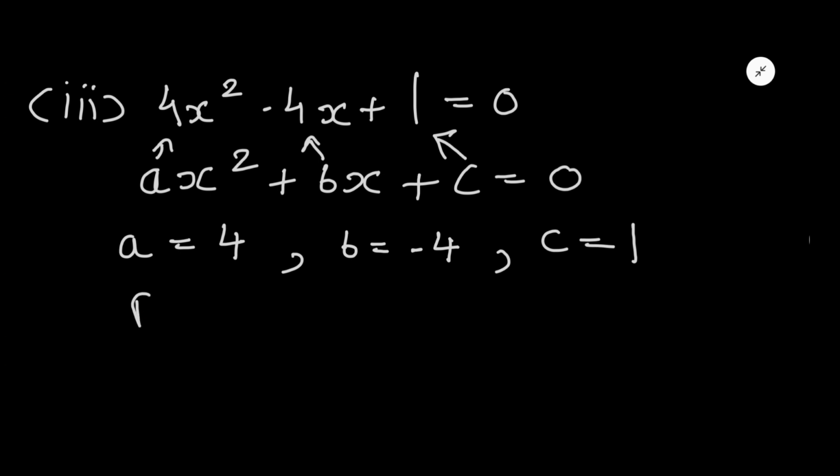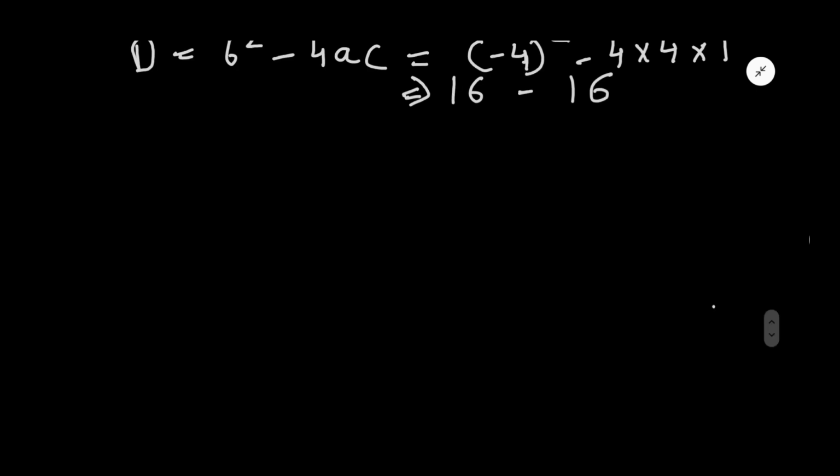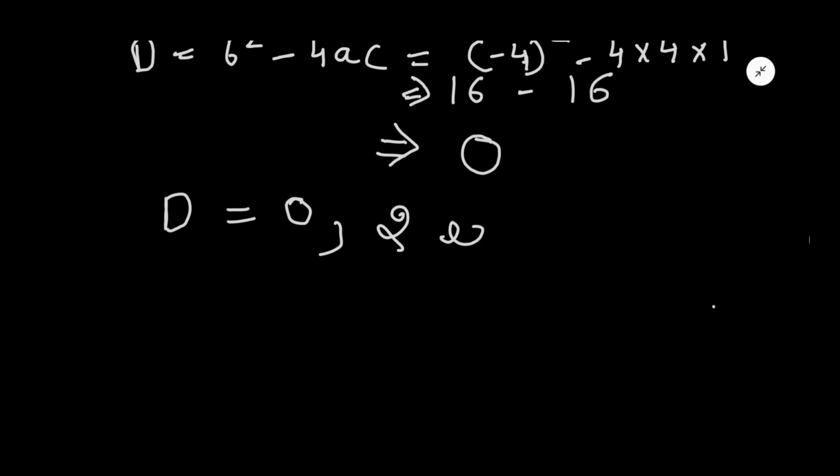So if we find the value of discriminant, which is b square minus 4ac, the value of b is minus 4, the value of a is 4, and c is 1. So minus 4 into minus 4 is 16, and 4 into 4 is 16. So the value of D is 0. So as we know, if the value of D is equal to 0, we will have two equal and real roots.